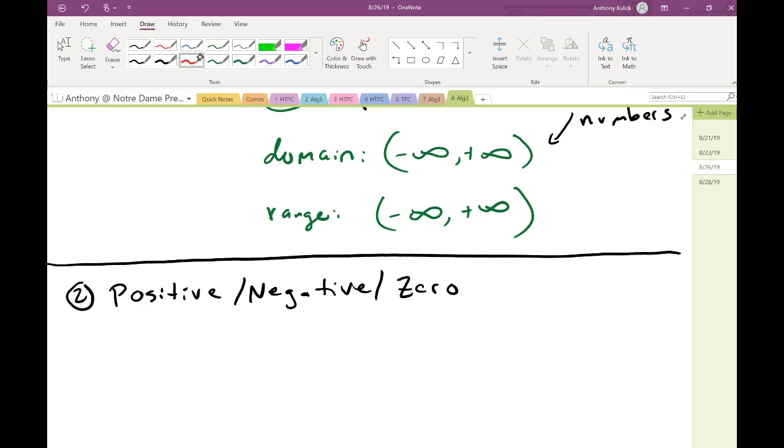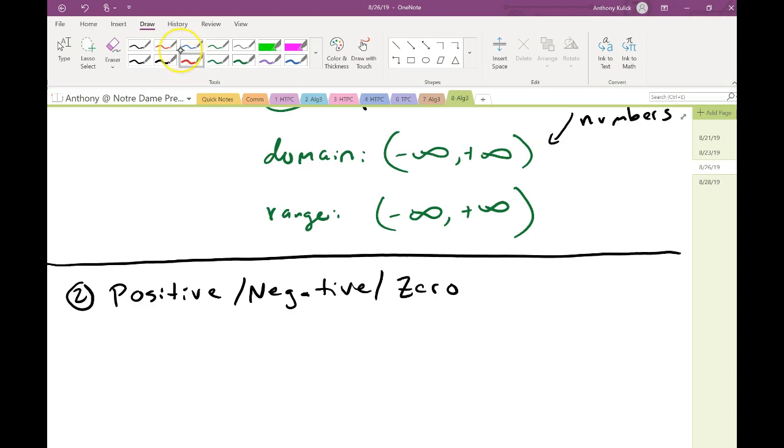Whenever we ask a where question in mathematics, the answer is always going to be given as x-coordinates. So when we describe where the graph is positive, we're going to describe the x-coordinates where the graph is positive. Okay? Similarly, negative and 0.